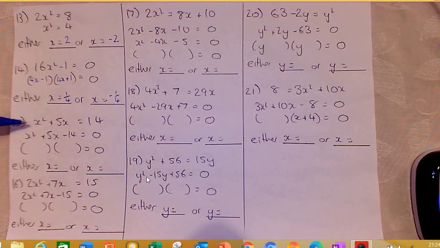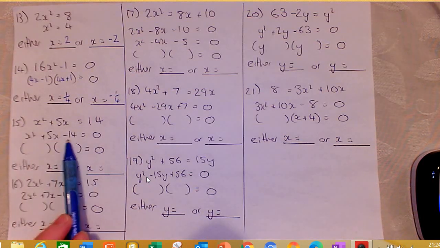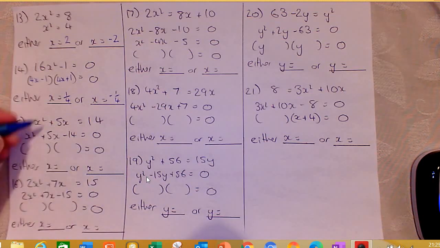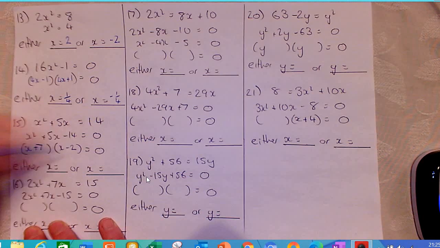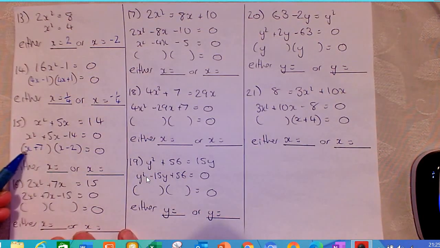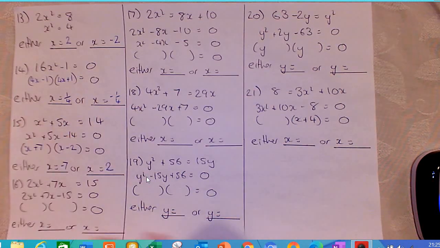That one there, you rearrange it first, get it equal to 0, and then you just factorise this, which I don't think is too bad. Times together to make minus 14, add together to make 7. I make that x add 7, x take 2. And then, of course, you say x equals minus 7 or x equals 2.